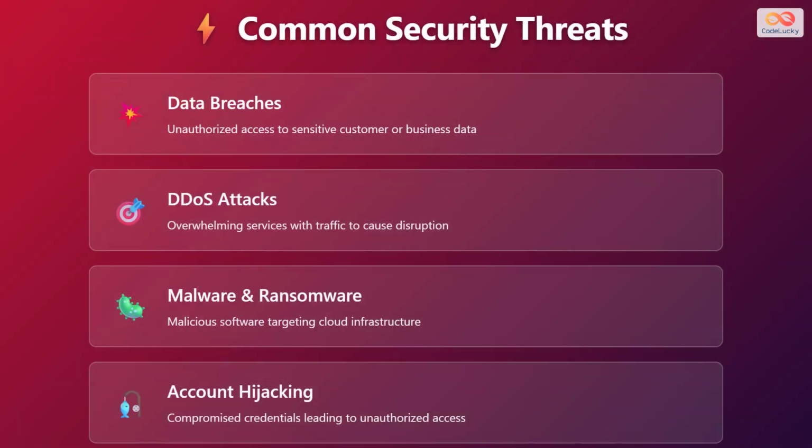Cloud environments face several common security threats. Data breaches occur when attackers gain unauthorized access to sensitive customer or business information. Distributed denial of service attacks overwhelm services with massive traffic, causing service disruptions. Malware and ransomware specifically target cloud infrastructure, encrypting data or disrupting operations. Account hijacking happens when attackers compromise user credentials, gaining unauthorized access to cloud resources and potentially causing significant damage.